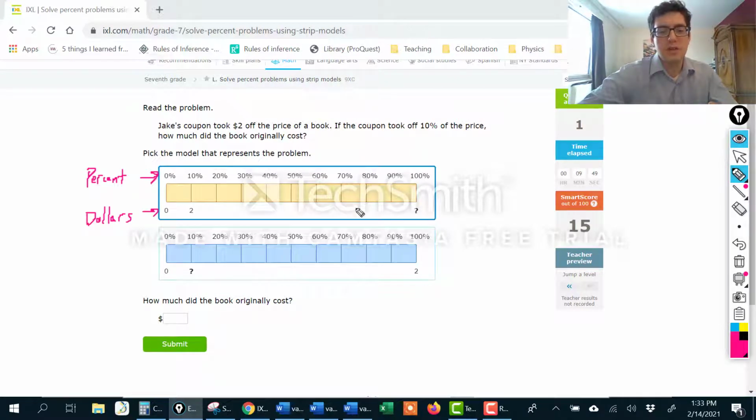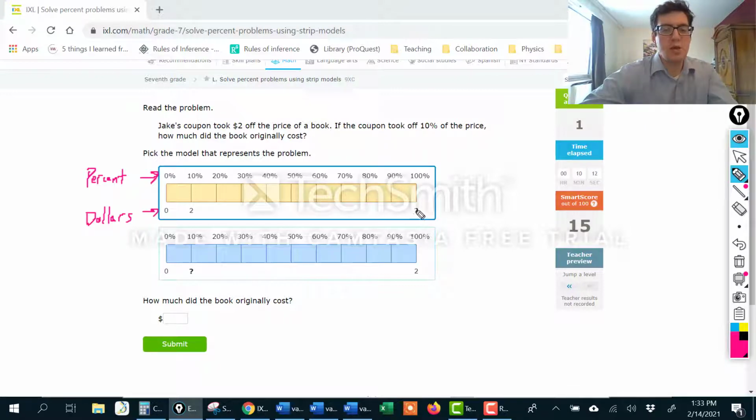So this is correct over here. What this other one would be saying is that the full price of the book was $2, and maybe 10% was taken off, and we wanted to figure out how much was taken off as a dollar amount instead of as a percentage. But that's not really what we want to know from this problem. So this is the model that we're going to use.